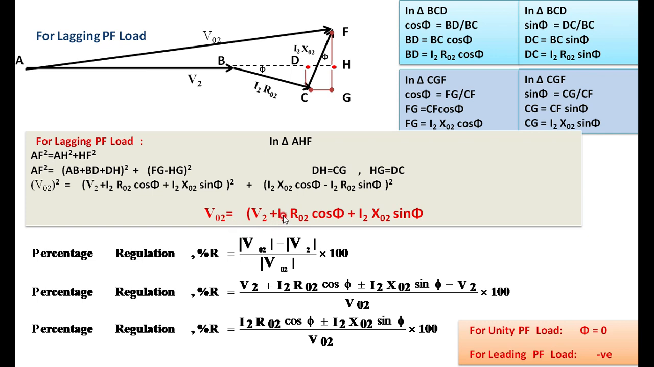Then we can write the percentage regulation, that is (V02 minus V2) divided by V02. You have to substitute the value of V02 here, that is V2 plus I2 R02 cos φ plus I2 X02 sin φ, then minus V2, divided by V02. The V2 terms get cancelled. Then the equation for percentage regulation that we are getting is (I2 R02 cos φ plus or minus I2 X02 sin φ) divided by V02, into 100. I am using a plus and minus sign here. The plus sign you have to take for a lagging load, and the minus sign for a leading load. Then sin φ you have to take as 0 for unity power factor. This is how you calculate the regulation of the transformer.